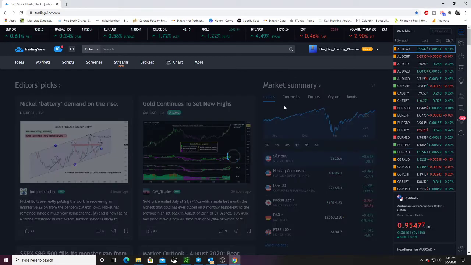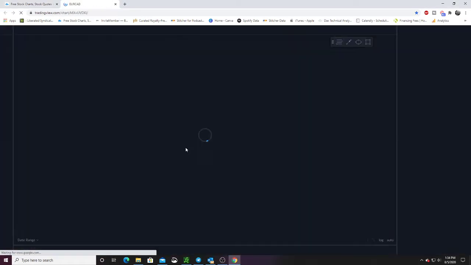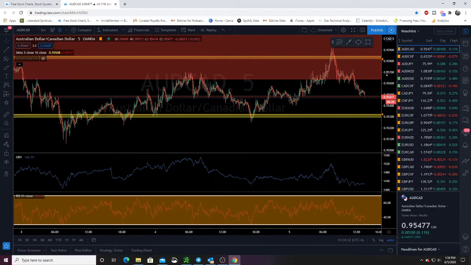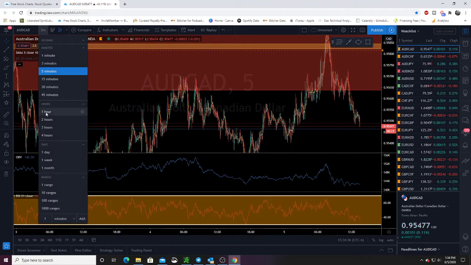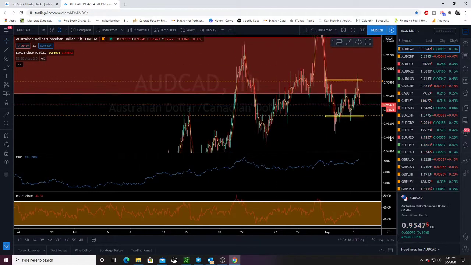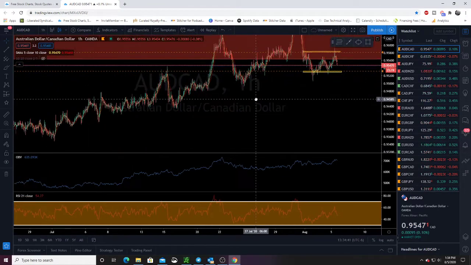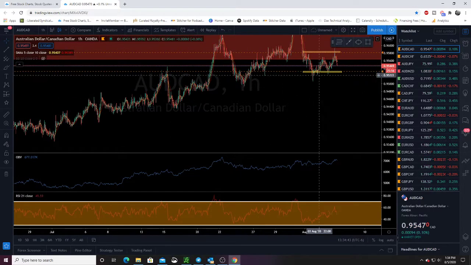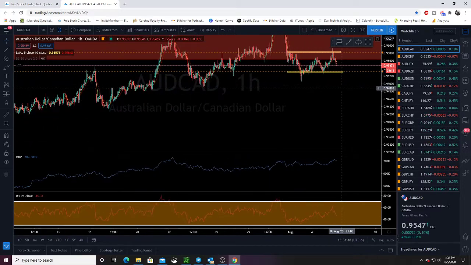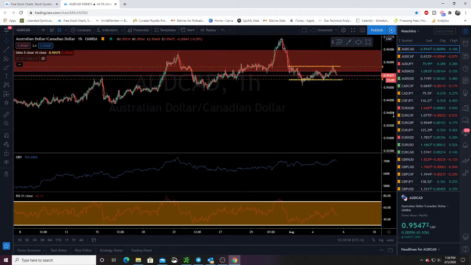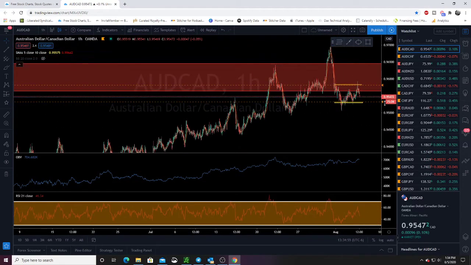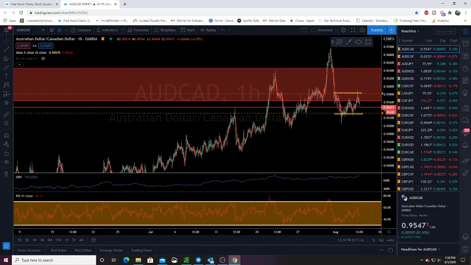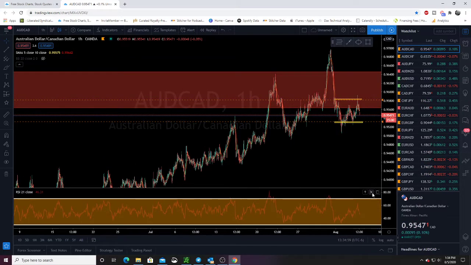But let's start with Australian dollar, Canadian dollar. I got a little bit different look to my charts. Let's go to an hourly this week. One thing that I'm trying to do is when price squeezes in between these two inflection points, really try to play off of those points and put my alerts a little tighter. So charts are going to look a little different this week. Let's get rid of this. We don't need RSI.